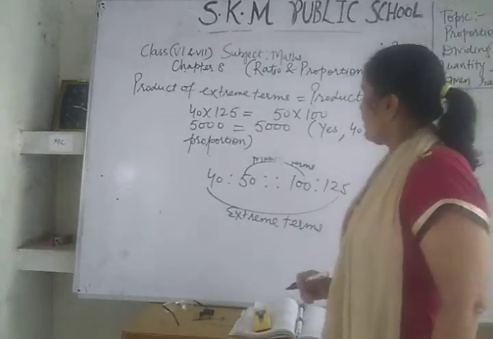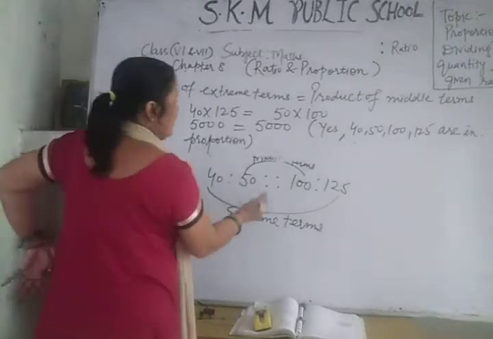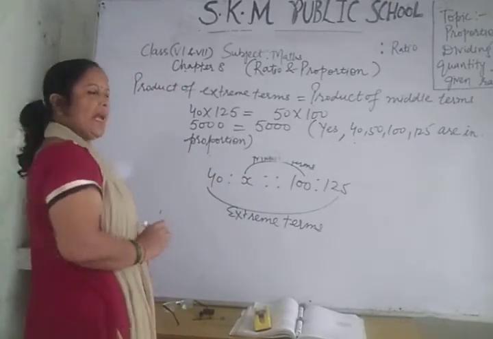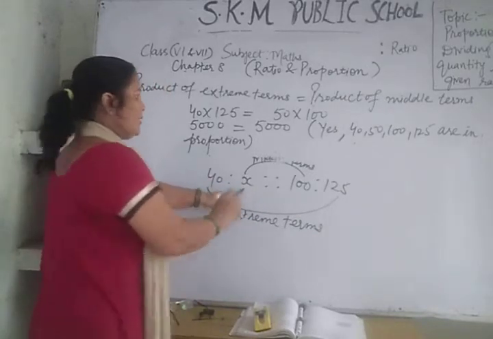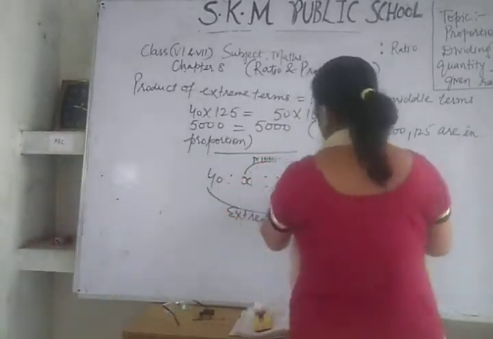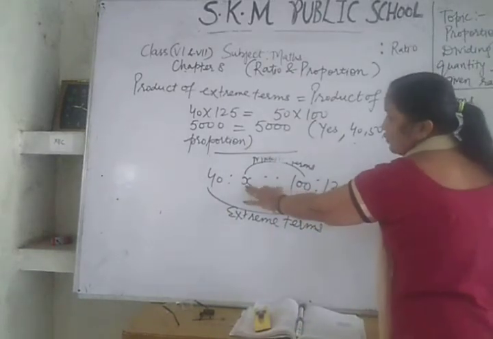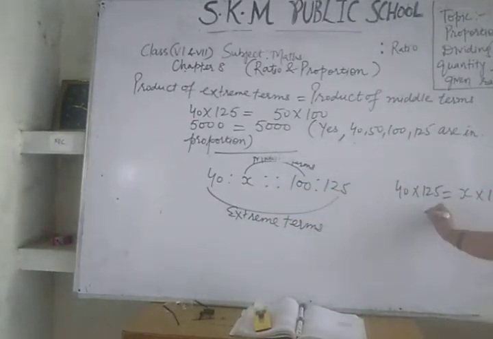In this way you will solve. If a quantity is missing, put x in place of the missing quantity and find the value of the unknown. Same method: the product of the extreme terms, 40 into 125, will be equal to x into 100. Sometimes you will be given missing terms. Then x will be equal to 40 into 125 divided by 100.